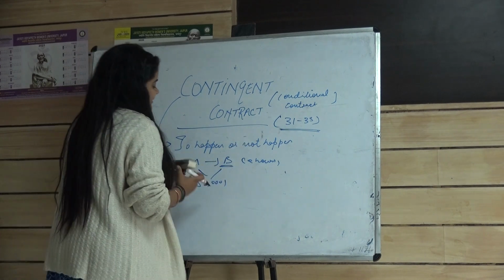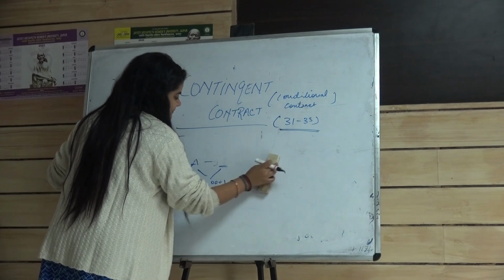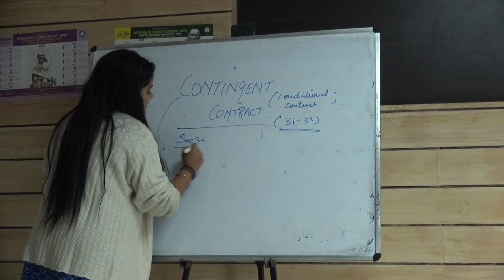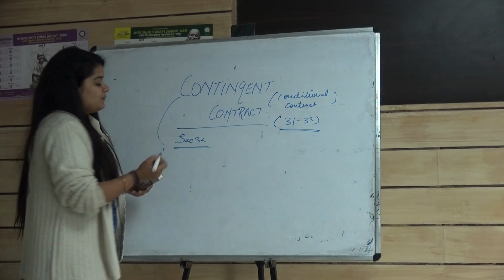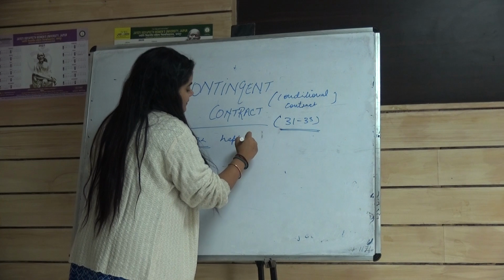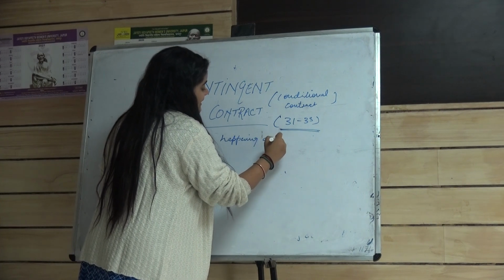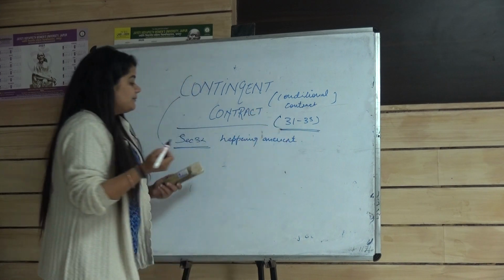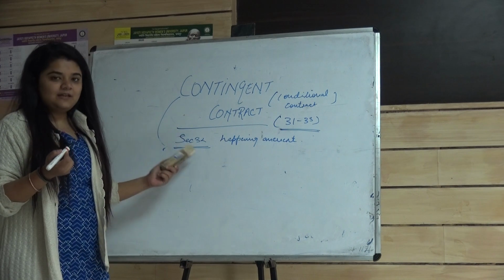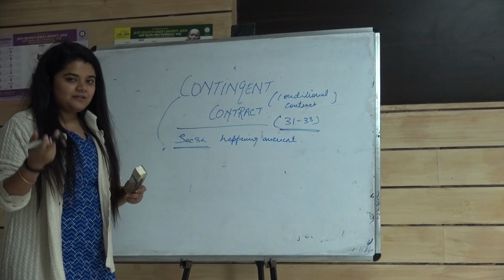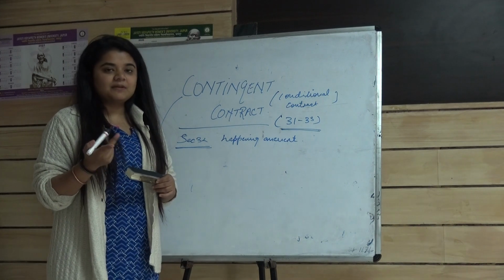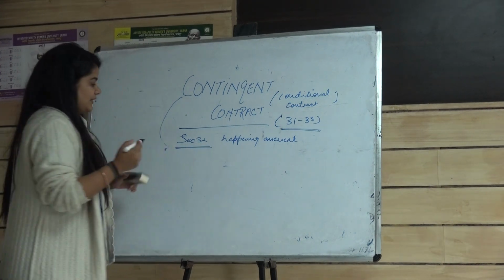Okay. Section 32. Section 32 of this Act says that whenever a contract is based on the happening of an event, for example, A tells B that if you get married to C, I will give you 10 lakh rupees. So that is the happening of an event. This contract can be enforced only when that particular event has happened or occurred. If at any point of time that event is deemed to become impossible, the contract becomes void.